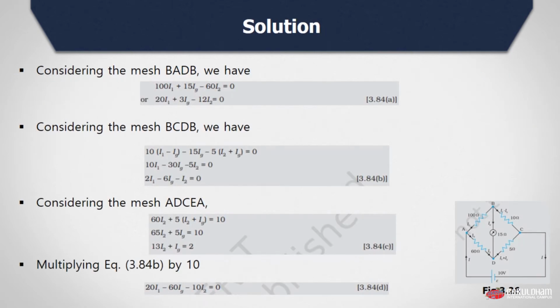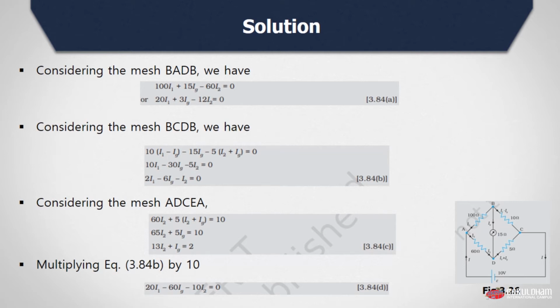According to the solution, considering the mesh BADB, we have 100 I1 plus 15 Ig, that is 100 into the current of resistor 1 and 15 into the current in the galvanometer, minus 16 into current I2 equals 0. Simplifying, we get 20 I1 plus 3 Ig minus 12 I2 equals 0, which is our equation 3.84a.